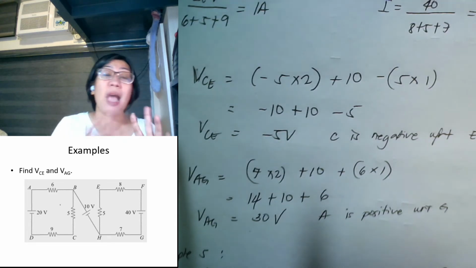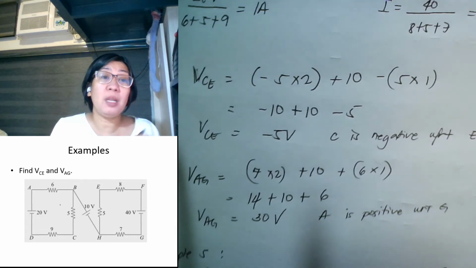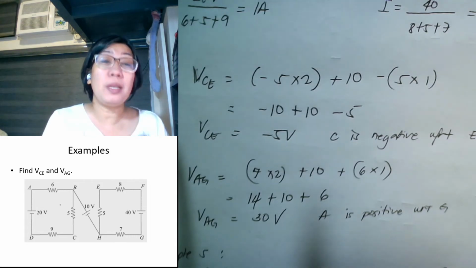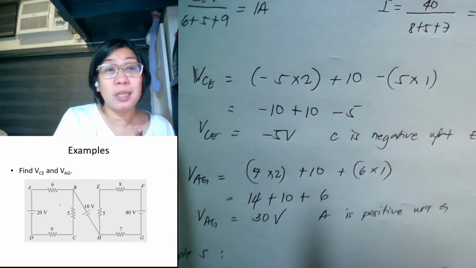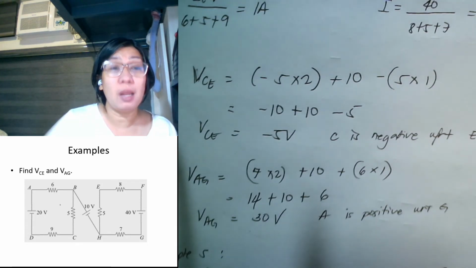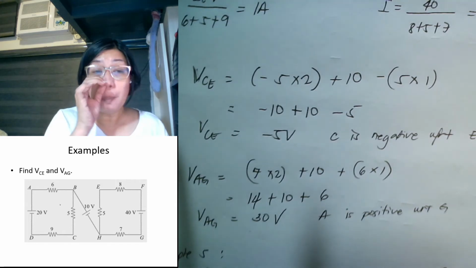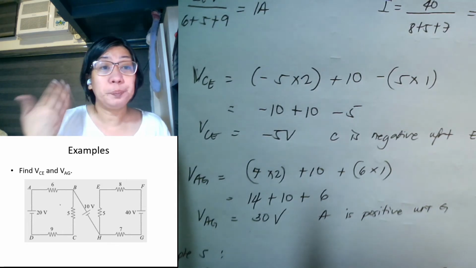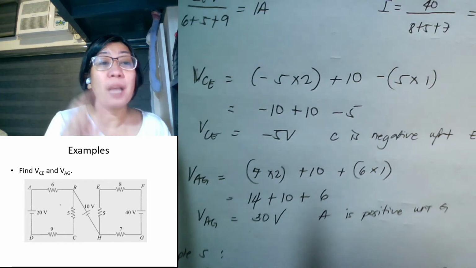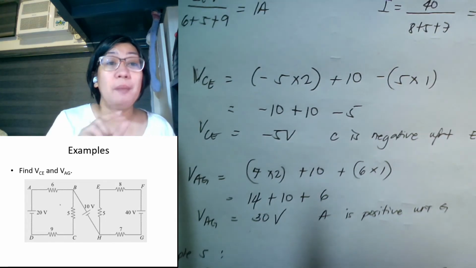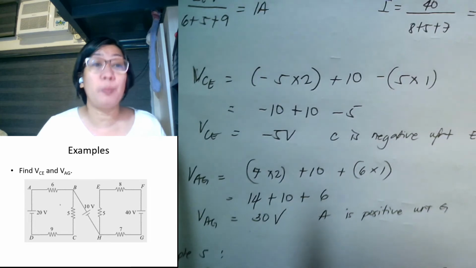Because the first subscript usually signifies the positive terminal, and the second subscript the negative terminal. So in this case, since this is negative, the proper subscript must be VEC, because C here is negative with respect to E.